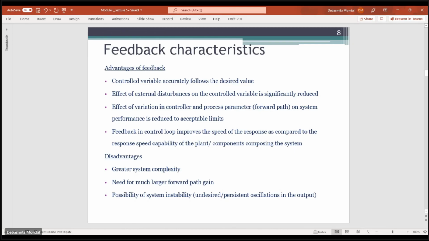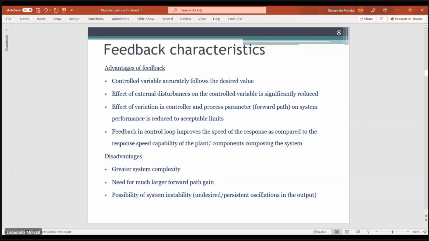So is it like the feedback is always good and it does not have any disadvantages? No. Obviously everything will have its own advantage as well as disadvantage. The disadvantage of feedback is that the system complexity increases. Now you have multiple more elements present in the system.